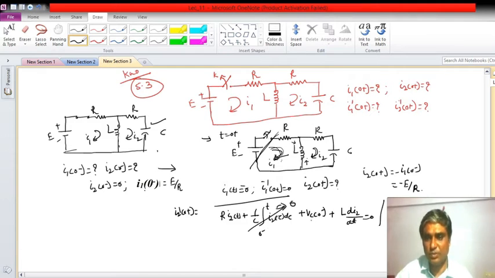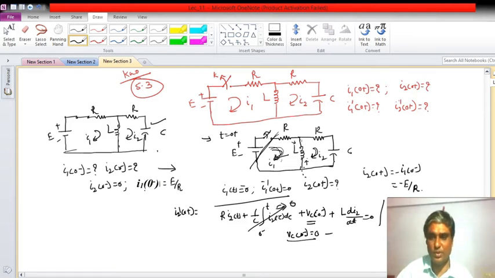Now what about Vc of 0 negative? Vc of 0 negative also has to be 0, right? It is because a relaxed capacitor initially will act as a short circuit. So that's why Vc of 0 negative will be 0, because at steady state L becomes short circuited, so the voltage across L is 0. Okay, so ultimately Vc of 0 negative has to be 0.